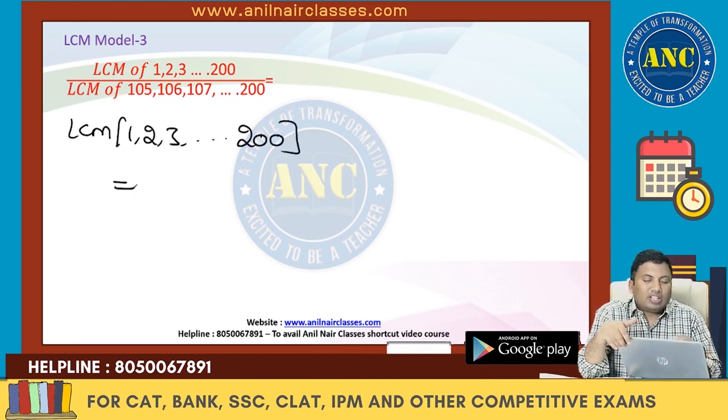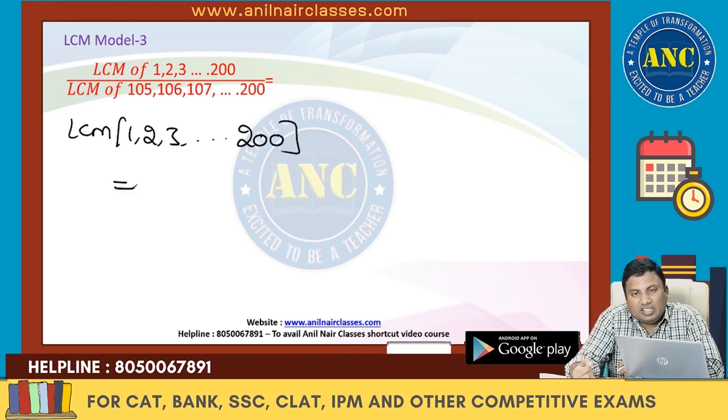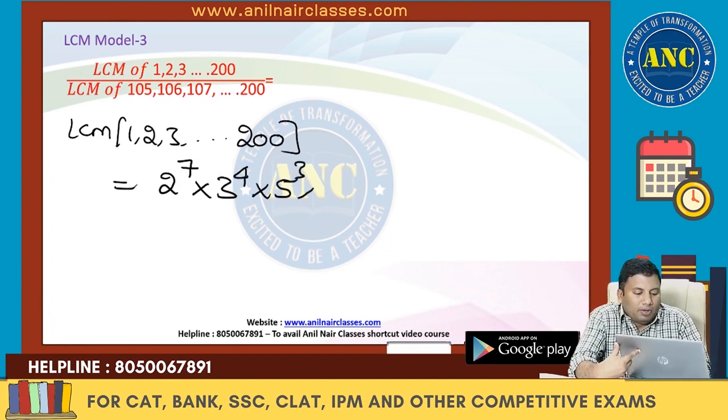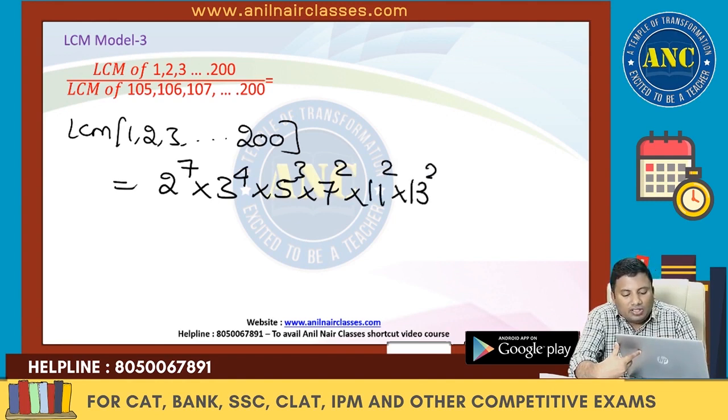LCM of 1, 2, 3 till 200. What is the highest power of 2 till 200? 2 power 6 is 64. 2 power 7 is 128. 2 power 8 is 256. So it is 2 power 7. Highest power of 3: 3 power 4 is 81, 3 power 5 is 243. So 3 power 4. 5 cube. 7 square. 11 square is 121. 13 square is 169.